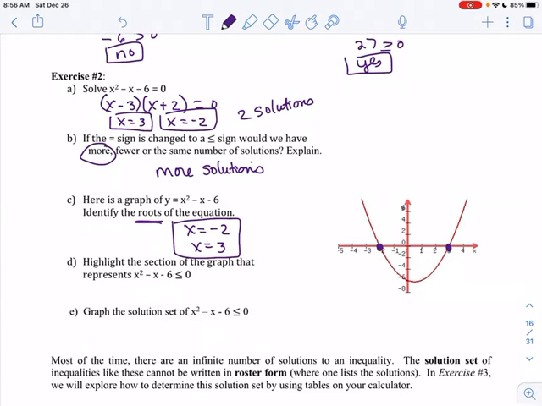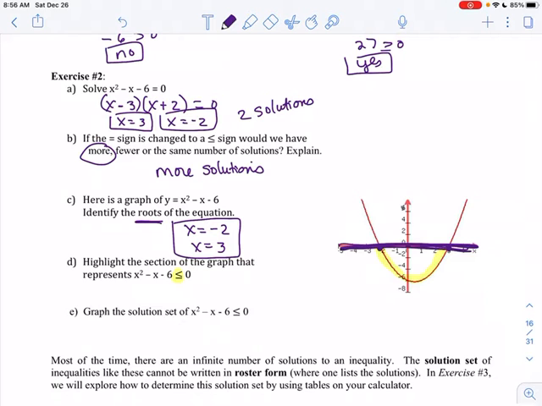All right, D, I want to highlight the section of the graph that represents when x squared minus x minus 6 is less than or equal to 0. So basically, it's right here, this section of the graph. It's below, here's my x-axis, right? Any solution below that is where the expression is less than or equal to 0.